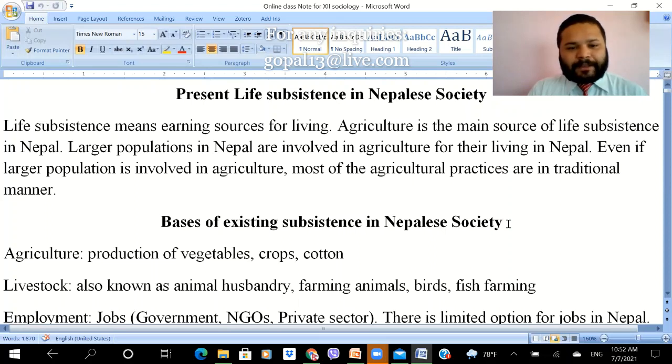Okay, so what are the main bases of existing subsistence in Nepalese society? What are the main bases? Not only is agriculture the main subsistence practice in Nepal, but what are the other bases of present or existing subsistence in Nepalese society?